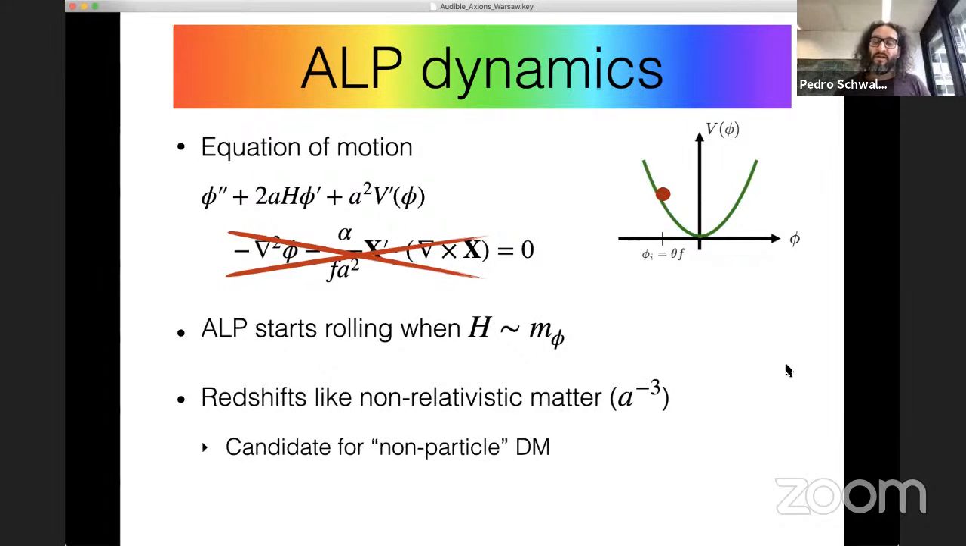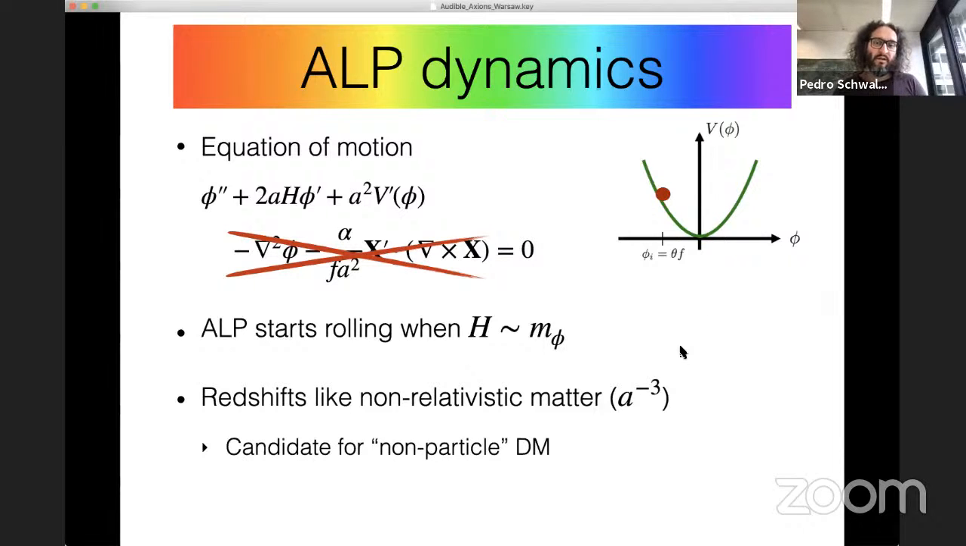And then if you analyze this scenario a bit more carefully, the ALP oscillates in this potential, and its energy is therefore converted from potential energy to kinetic energy and back all the time. And if you average this, the configuration behaves like non-relativistic matter. So this makes the axion misalignment mechanism a very nice way of getting non-particle dark matter.